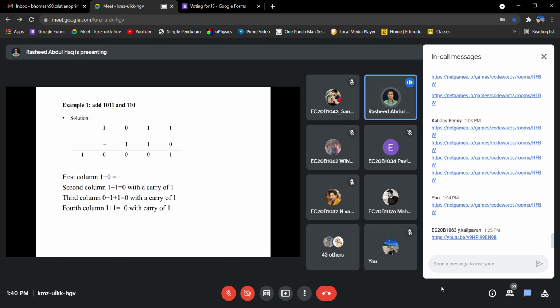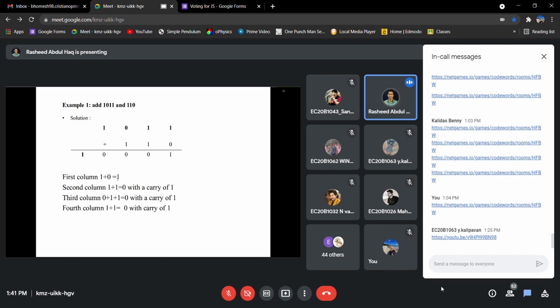Okay. Then please tell me the decimal value of 110. Roll number 26, Mahesh T. The decimal value of 110. Six, sir. Okay, thank you. Now we'll come back to this example.